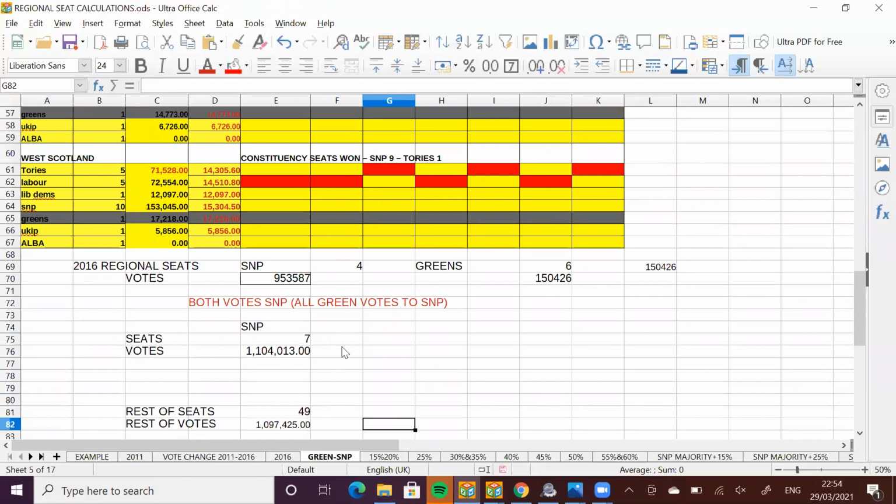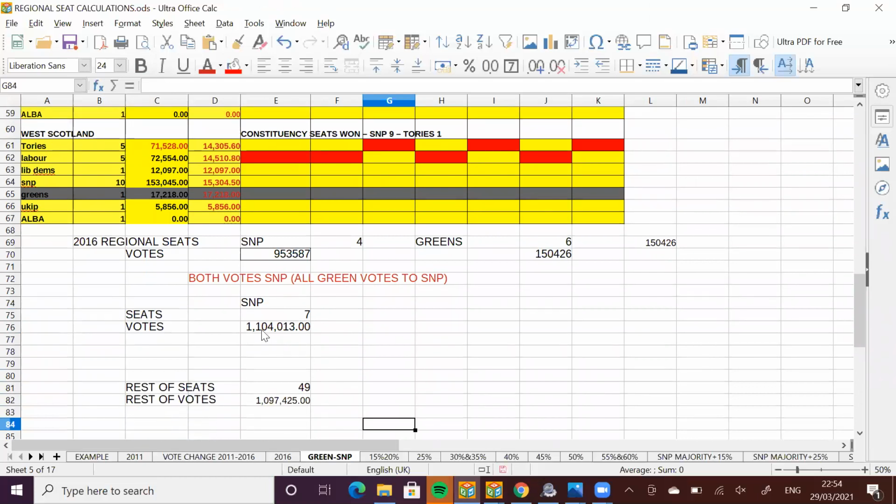And I also find this interesting. The total votes of SNP and Greens would have been 1,104,000, meaning 7 seats. Yet the rest of the votes all added together would have been 1,097,425, meaning 49 seats. So for me, that shows both votes SNP wouldn't have worked.